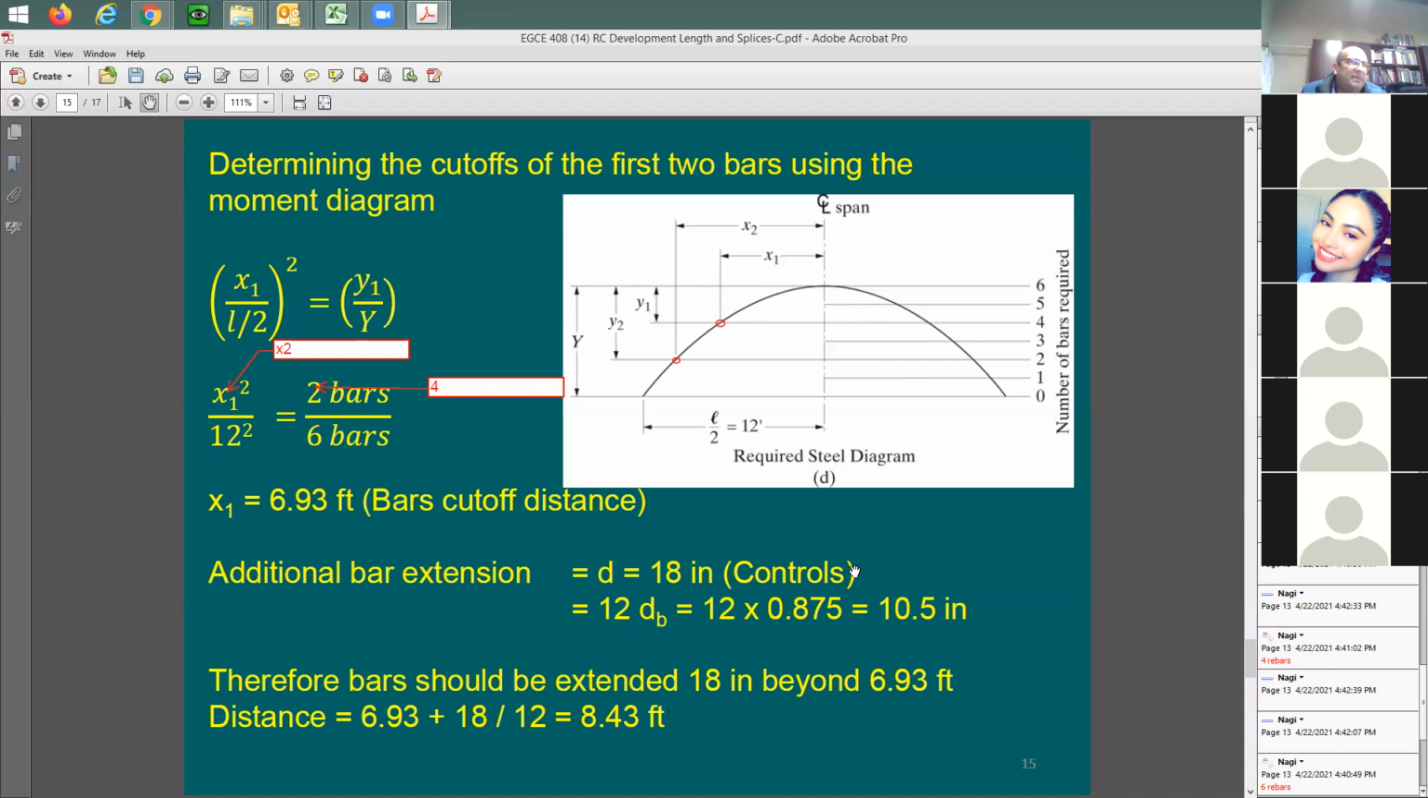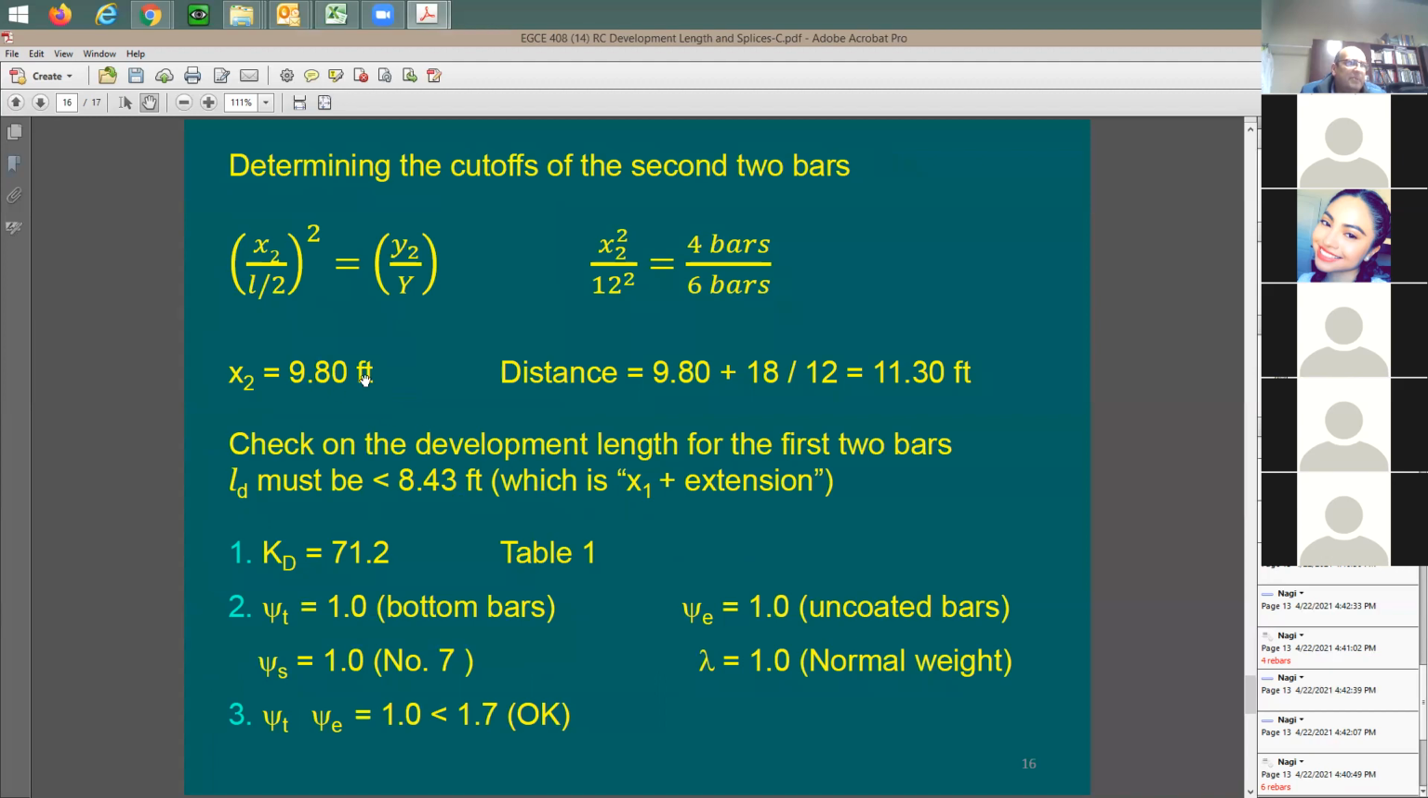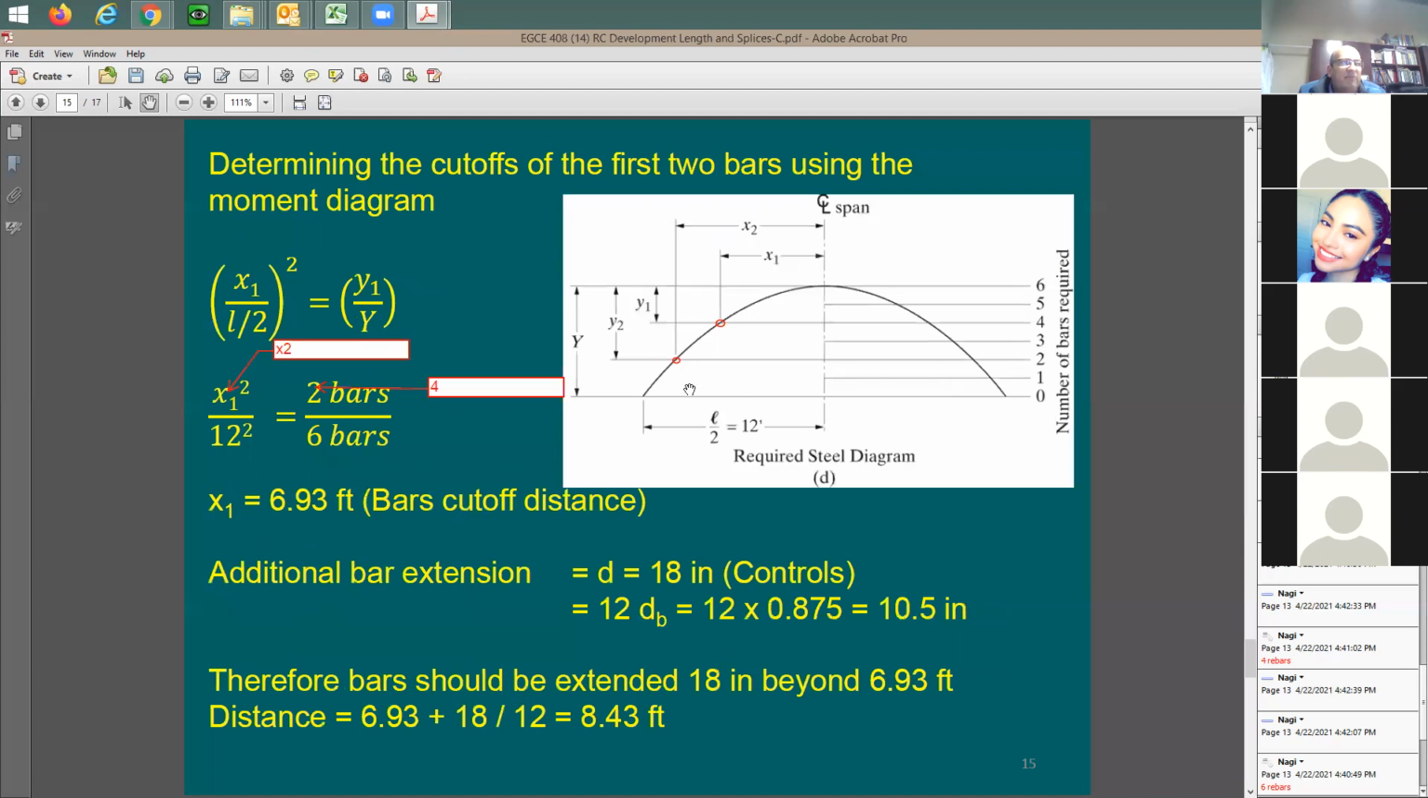We repeat the same thing here for the second point. For the second point, we said the distance is going to be 9.8. You're going to be adding 1.5 feet to it. You end up with 11.3. So someone here is going to come and say, 11.3 is very close to 12 feet. Why don't you just keep it straight? I'm going to say, yeah, absolutely. So there is no need to stop the additional 2 rebars at this point.